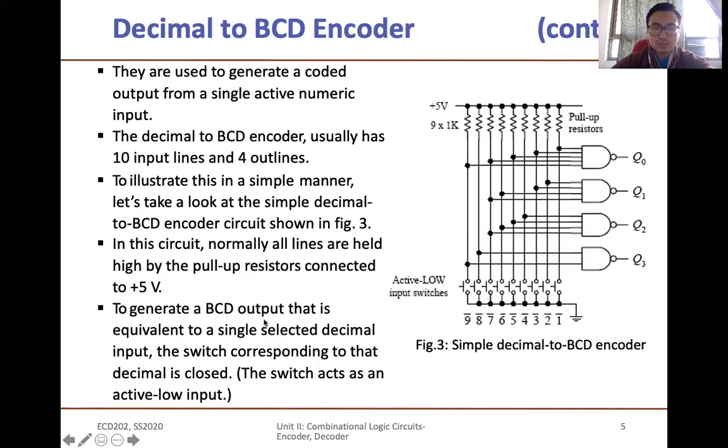To generate BCD output that is equivalent to a single selected decimal input, the switch corresponding to the decimal is closed. Here the switch acts as the active low input. So if you have any doubt, you can ask me at any time. Now, if you have understood the concept of simple decimal to BCD encoder, let's look at the truth table. You will understand the truth table easily if you have understood the concept of this decimal to BCD encoder.